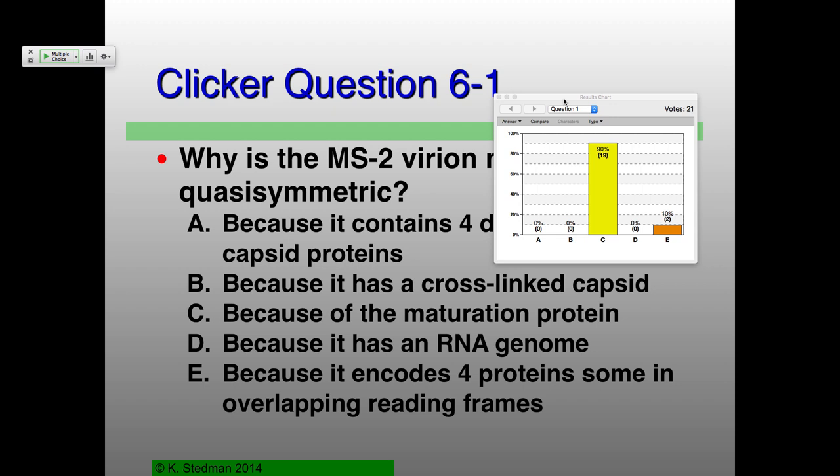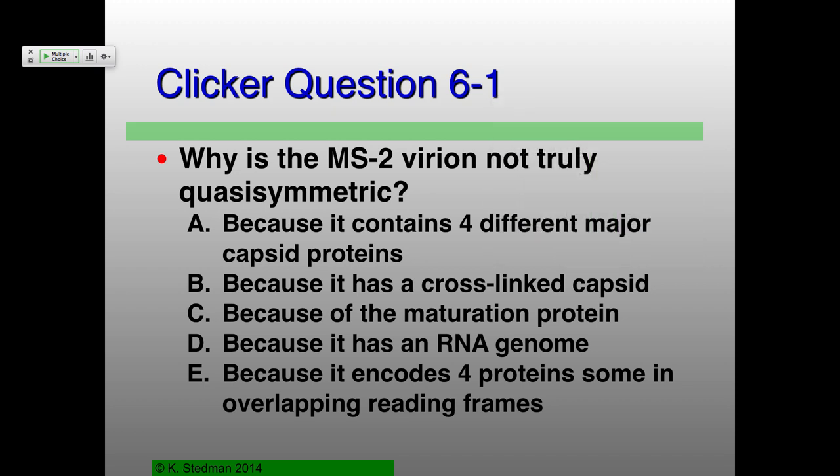And it wouldn't be, I guess I have a couple people with E, four proteins in different overlapping reading frames. That's totally true about the genome, but has nothing to do with the virion. Make sense? Everybody happy with this? Or at least everyone except for the two who answered E? Okay. So let's move on.